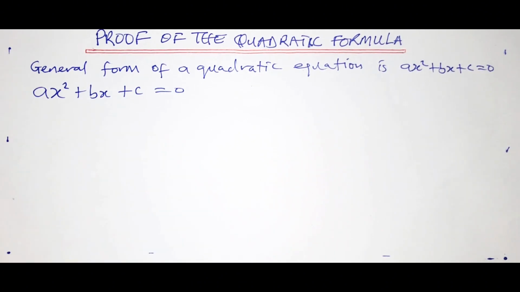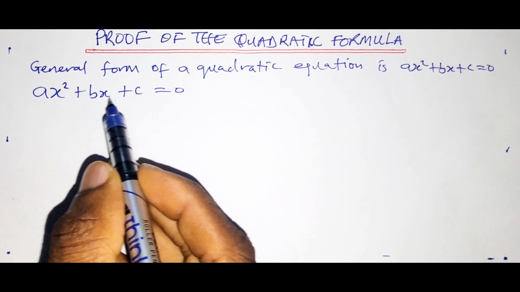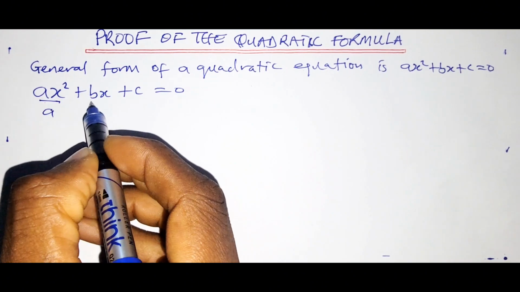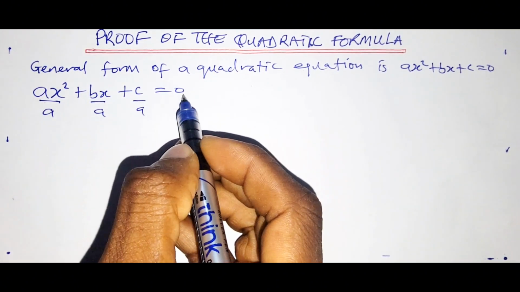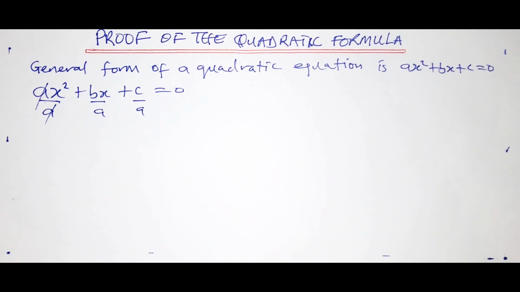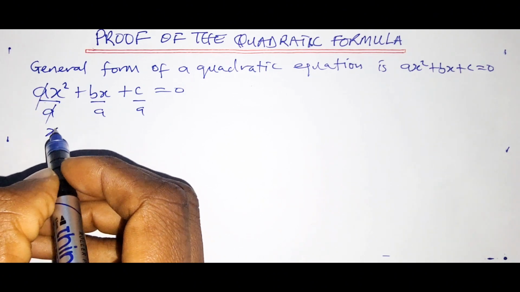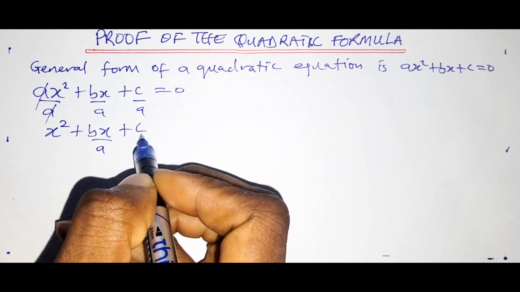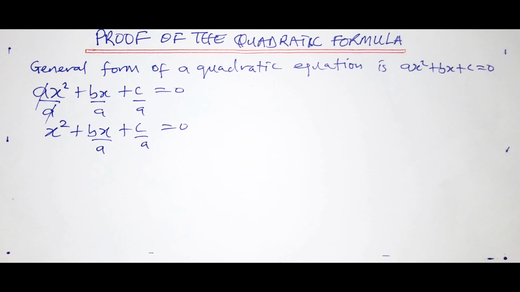Let's go there. So, first step is to divide everything, all the terms here, by the coefficient of x squared. And what is that? It is a. So divide everything by a, and 0 divided by a is still 0, so we leave it like that. So this a will cancel out itself, and you have x squared plus bx all over a plus c all over a equal to 0, because we want the first term here to be unity. That is why we are dividing through by the coefficient of the x squared.